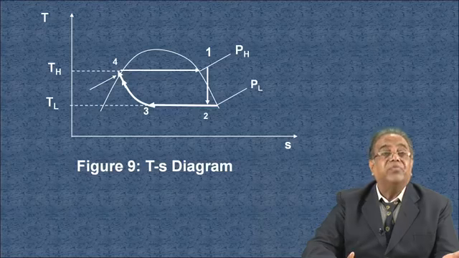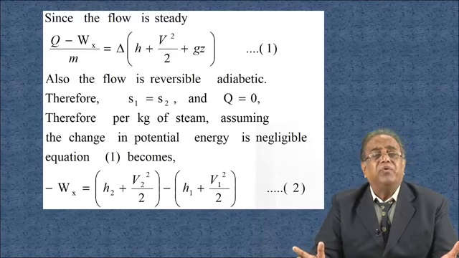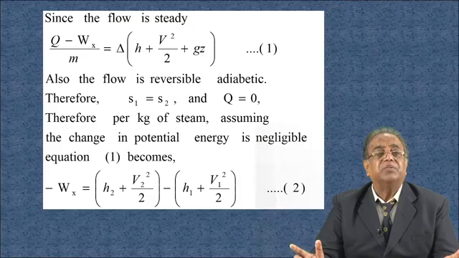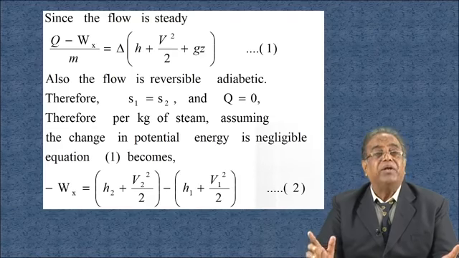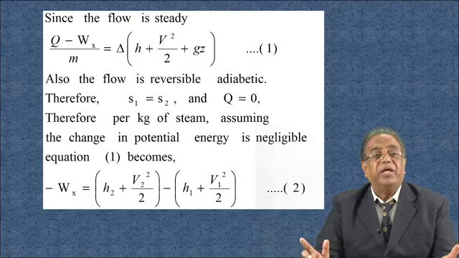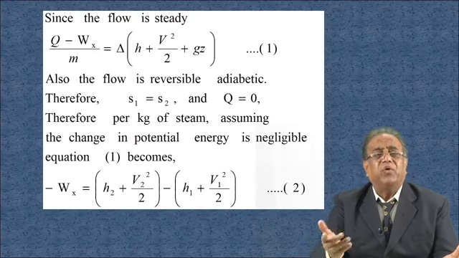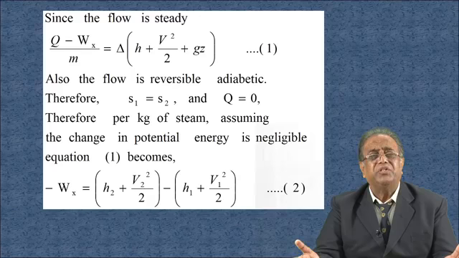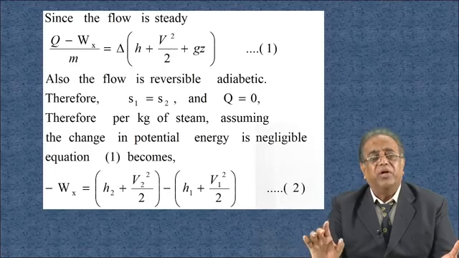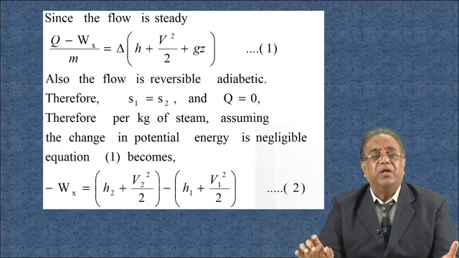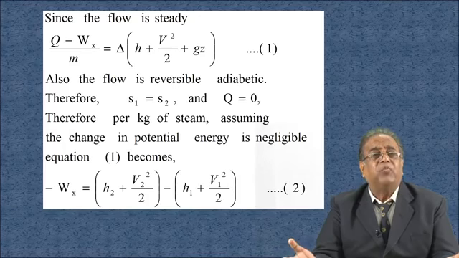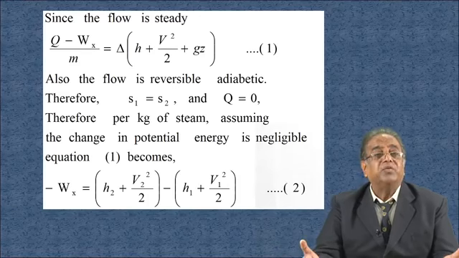Now let us see how we have solved this problem. So we have to use the steady flow equation. This is a simple equation from the first law of thermodynamics. Q minus Wx divided by m is equal to del within bracket H plus V square by 2 plus Zg. So V square by 2 is the kinetic energy, Zg is the potential energy, and H is the enthalpy. Now del means change in the whole thing which is there within the bracket. Also, the flow is reversible and adiabatic. Therefore, as I already mentioned, the entropy at point 1 is equal to the entropy at point 2. So S1 is equal to S2.